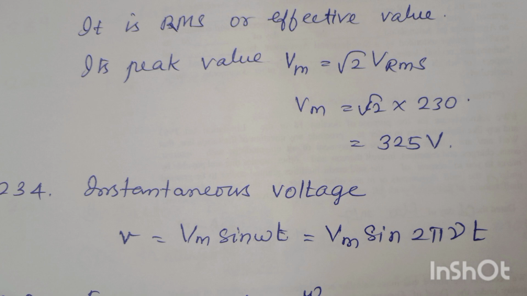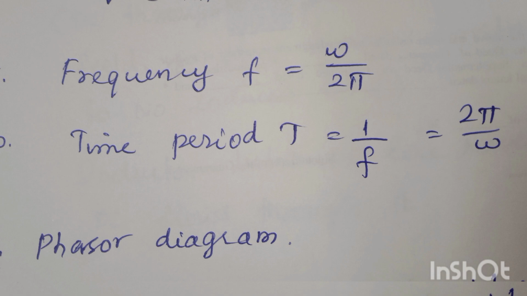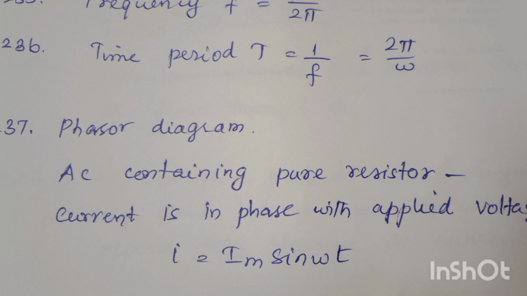Instantaneous voltage V is equal to Vm sin omega t, which is equal to Vm sin 2 pi nu t. Omega is equal to 2 pi nu. Frequency f is equal to omega by 2 pi. Time period T is equal to 1 by f, which is equal to 2 pi by omega. Phasor diagram: AC containing pure resistor. Current is in phase with applied voltage. I is equal to Im sin omega t.